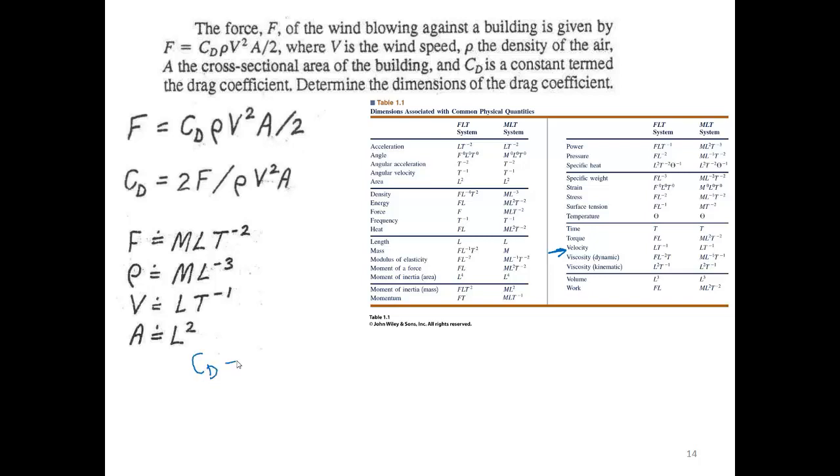So CD is going to be now, 2 is a dimensionless number, so we can drop it, and we will have the force, which is MLT to the minus 2, divided by the density, which is ML to the negative 3, and then we have the velocity squared, so L T to the minus 1 squared, and then finally we have the area, which is L squared.